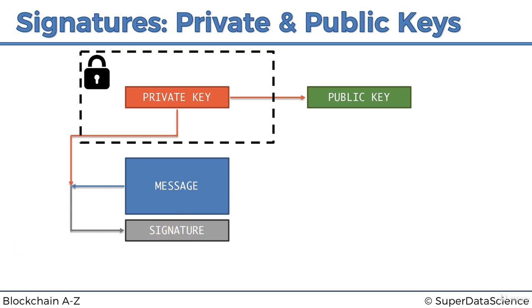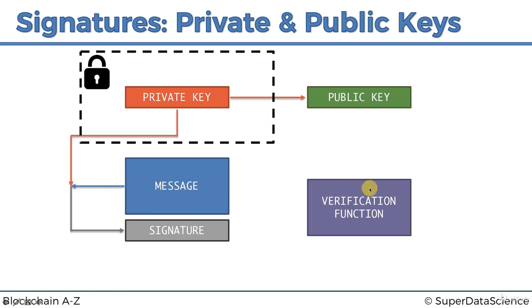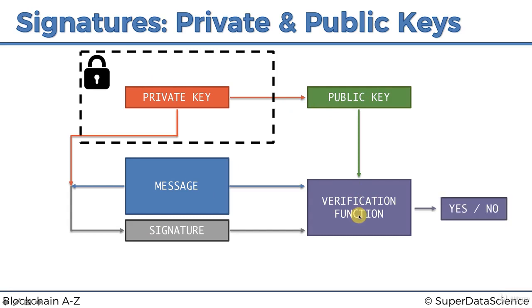The only question we have left now is, how can they verify that indeed it was you who made this signature? Well, that's where the public key comes in. In blockchains, there is a verification function in the algorithm where anybody who has the message, the signature, and your public key, which you've made public, it's not something you have to keep secret, only the private key you keep secret. If they have all three components, they can put them into the verification function, and it will spit out a yes or no.